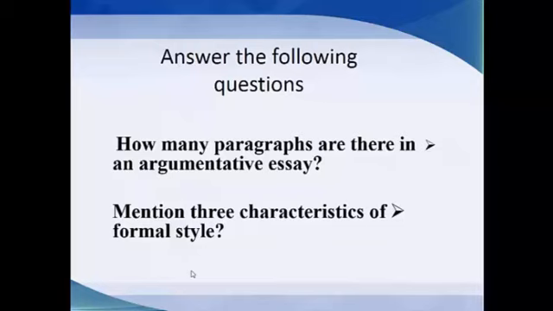The first paragraph is the introduction. The second one, arguments for. The third one, arguments against. And the last one is the conclusion. Question number 2. Mention 3 characteristics of formal style. The first one is, the formal style is objective, using complex and long sentences, and also full forms or full words, no contractions or abbreviations.